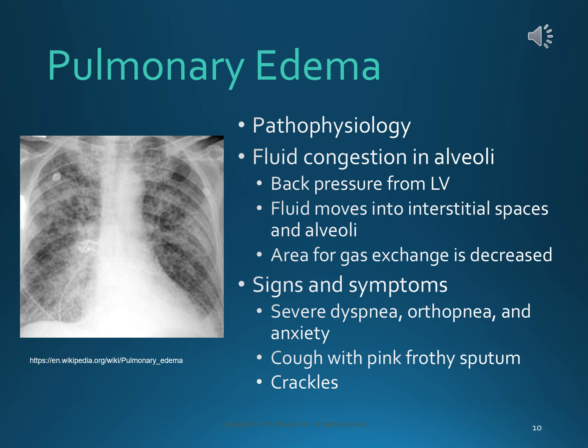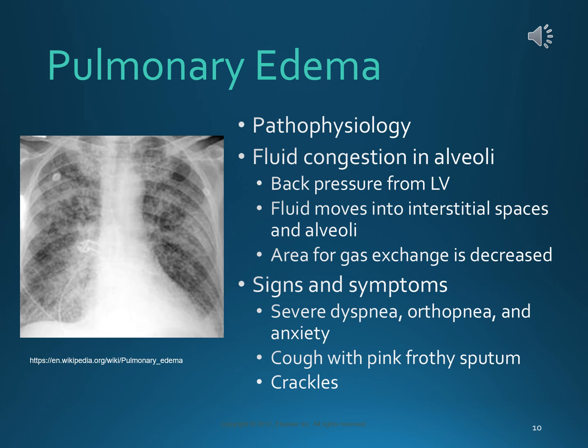Pulmonary edema often occurs with left-sided heart failure or after an acute MI. It is fluid congestion in the alveoli, usually caused from back pressure from the left ventricle. So you've got a problem with your left ventricle. It's not pumping as well as it should be because of heart failure or because of damage from an MI.